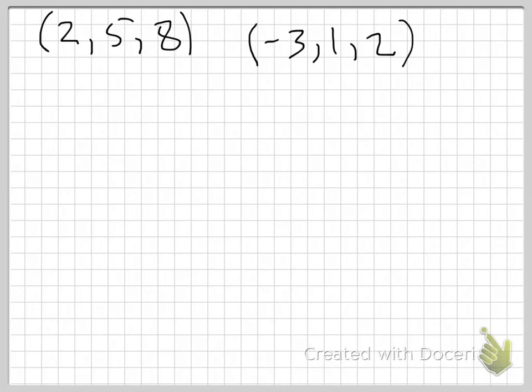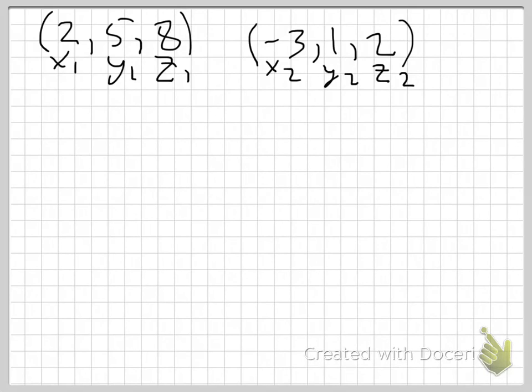2, 5, 8, and the other coordinate is -3, 1, 2. Okay, this is x1, y1, z1, x2, y2, z2. And I'm going to tell you the formulas are identical except you add a section for z.